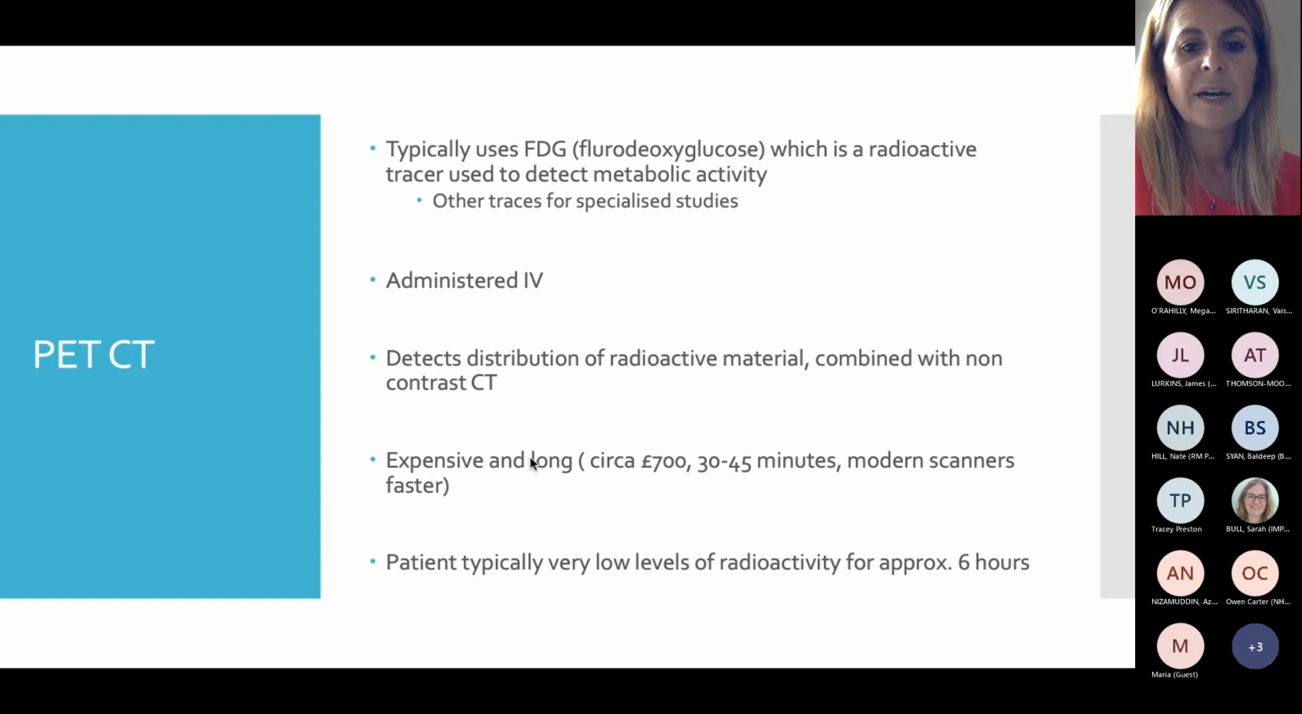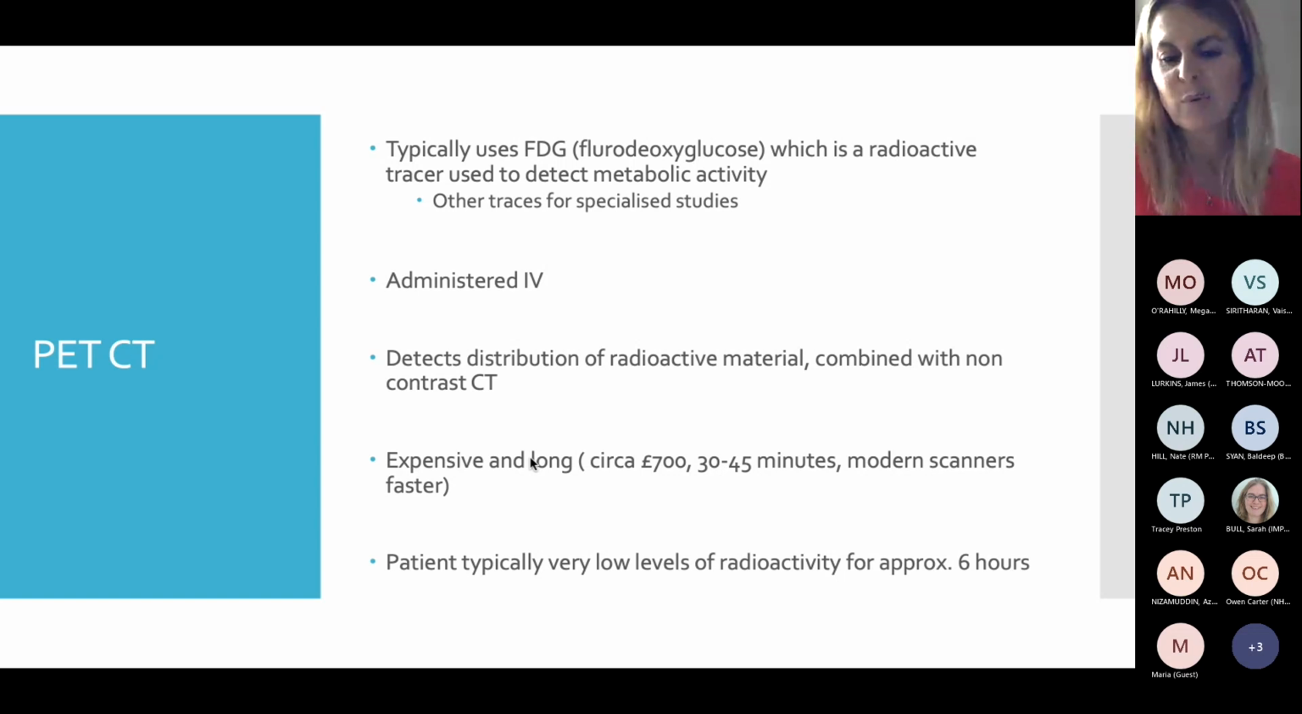It's given IV, and it detects the distribution of the radioactive material, and then we combine it with a non-contrast CT. So you get lots of different images, some of an unenhanced CT and some purely of the distribution of the radioactive material, and then they're fused and we get an image with one superimposed on the other. They are expensive and they take a long time. So that's why they're obviously not the primary thing that we do for investigations.